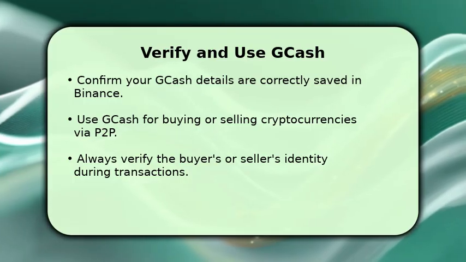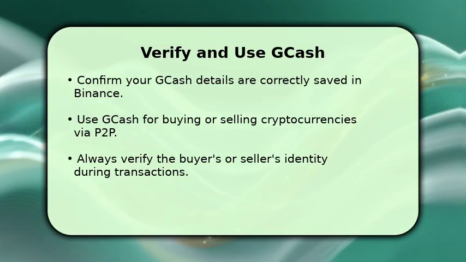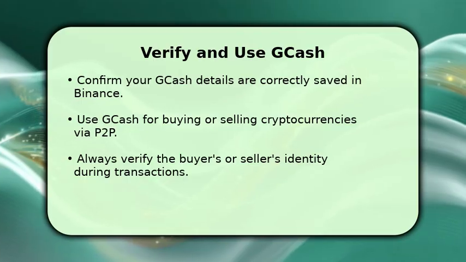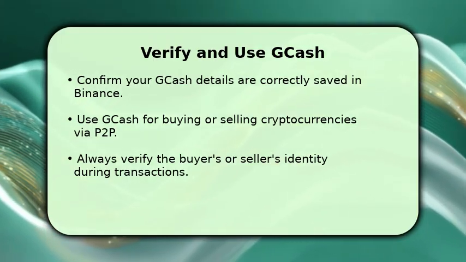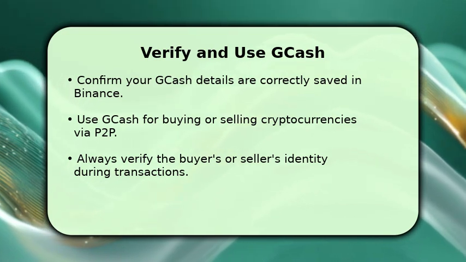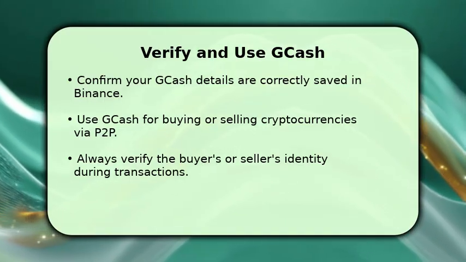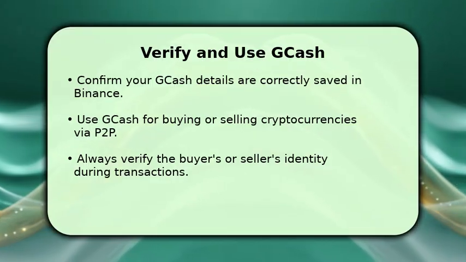Once GCash is successfully added, it will appear in your list of available payment methods. You can now conveniently use it for buying or selling various cryptocurrencies through Binance's secure peer-to-peer platform. When initiating a trade, simply select GCash as your preferred payment option. Always confirm the transaction details with your counterparty before finalizing any exchange.